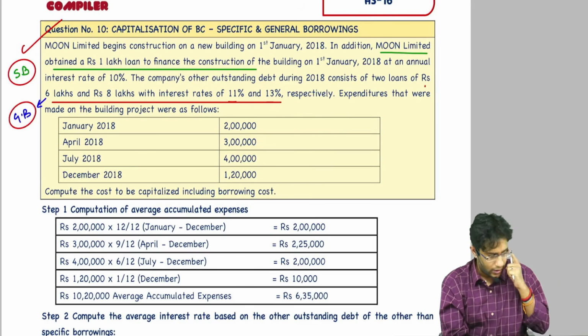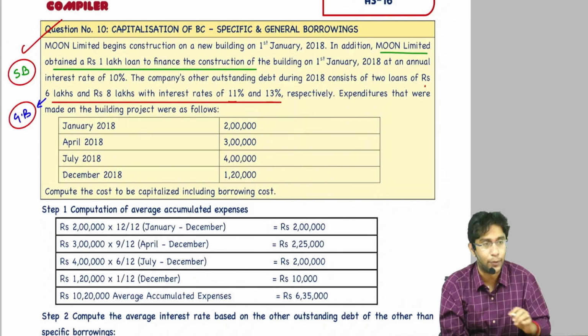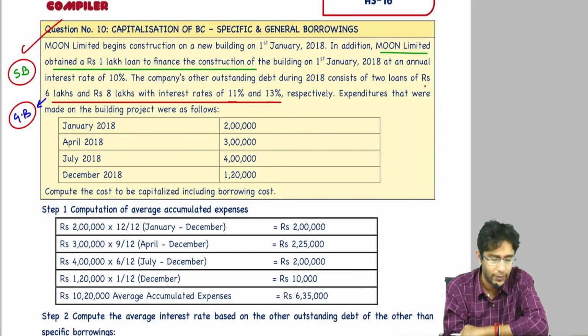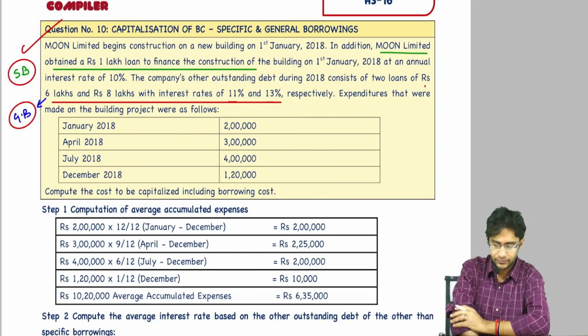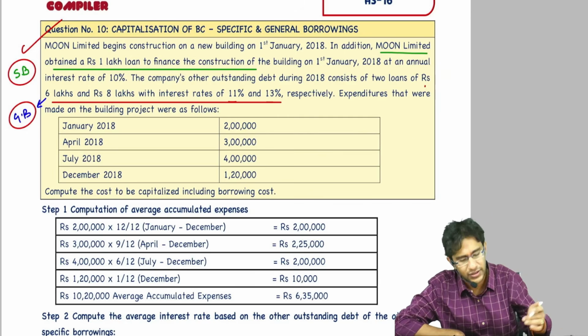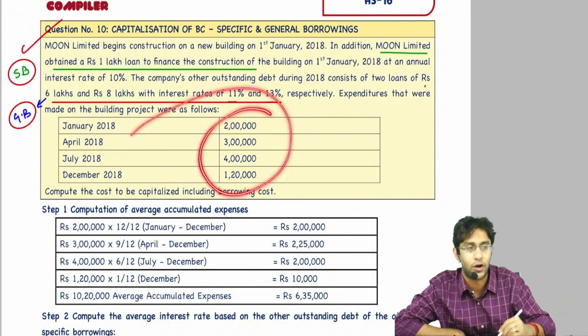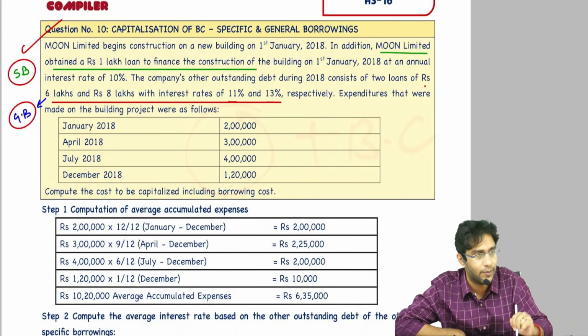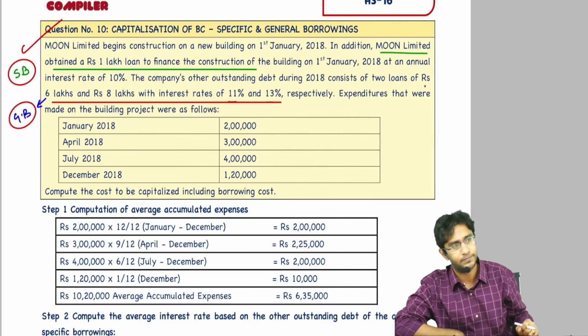Expenditures that are made on the building project were as under. In Jan you spend something, April you spend something, July you spend something, December you spend something. He's asking, how much can I capitalize as borrowing cost? What's the total cost to be capitalized including borrowing cost? Fine, fantastic. You see, sir, if this is all building cost, anyway we will capitalize this, plus some extra borrowing cost also you have to capitalize. Overall amount he is asking.